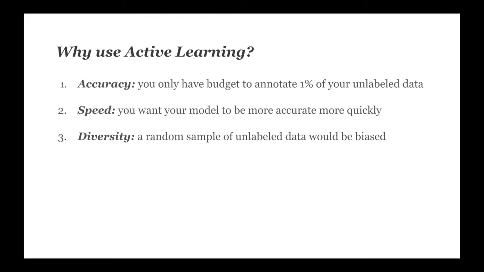So why would you use active learning? Accuracy is often cited as the main one. So let's say you have budget to annotate 1% of your unlabeled data. You want to make sure that it's the most important 1%. Speed is often another important factor. You want your model to be more accurate more quickly.